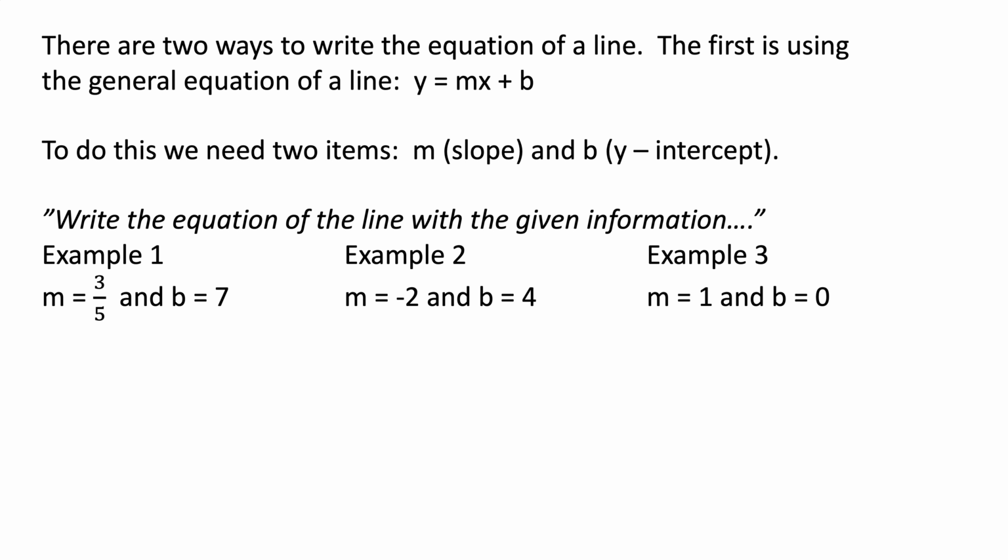Yes, this is as easy as it seems. Y equals mx plus b is the general form. The m is 3/5. I'll substitute 3/5 for the slope. And the y-intercept is 7. I will substitute the 7 for b. And I'm all done. That's it. Y equals 3/5 x plus 7. Nice, simple, straightforward. Find the slope, find the y-intercept, substitute them in. Try example 2. Go ahead.